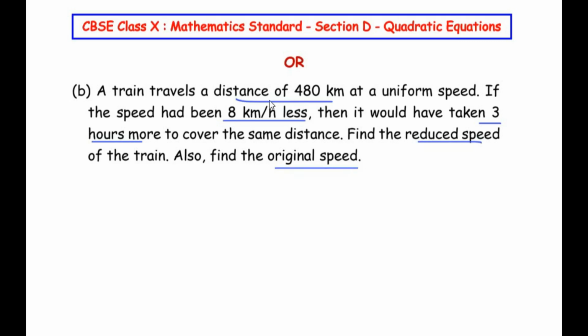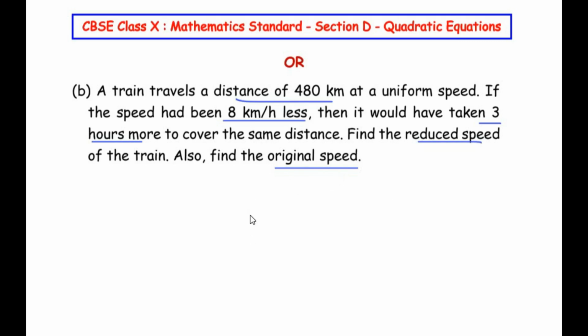So let us try to understand the question here. A train has to cover a distance of 480 kilometers and it is moving at a particular speed. The speed is not given over here, so let us consider that as our original speed. Now, if the speed of the train is reduced by 8 kilometers per hour, then obviously it will take more time to cover the same distance. Here they have given that it will take 3 more hours to cover the same distance. We have to find out here what is the reduced speed and what is the original speed.